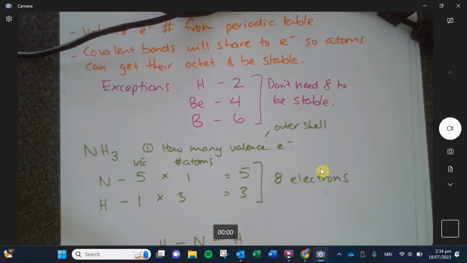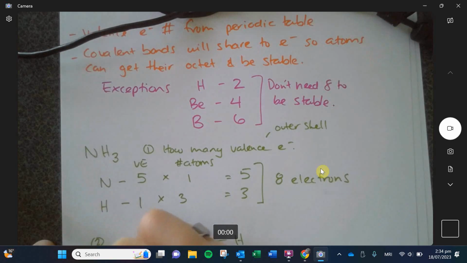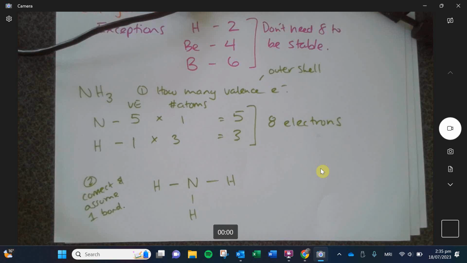Are we okay with that so far? So that's step number 2, connect together. Connect, and assume 1 bond, because that's how it needs to be in order for things to fit together.